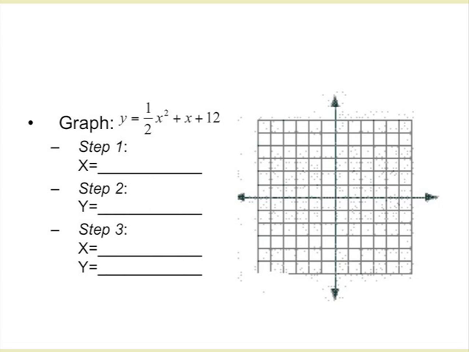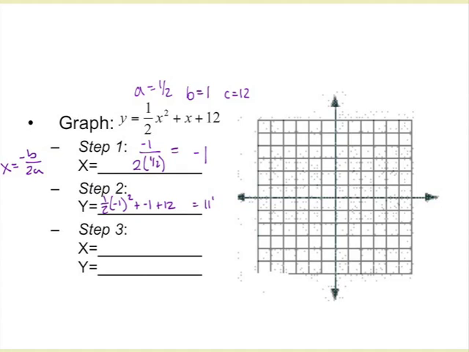All right, so in this one, a is a half, b is 1, c is 12. First step is that x is equal to negative b over 2a. So I'm going to do negative 1 over 2 times 1/2. 2 times a half is just 1, so this gives me negative 1. Then step 2, we plug that in to find out what y is. So 1/2 times negative 1 squared plus negative 1 plus 12. Makes 11.5.